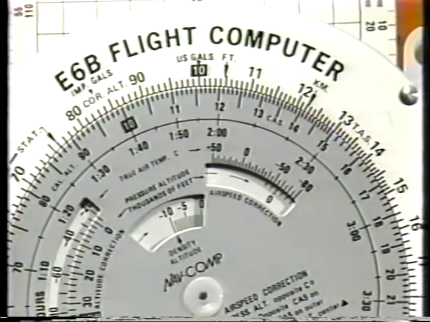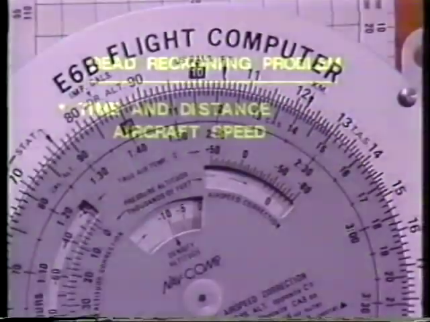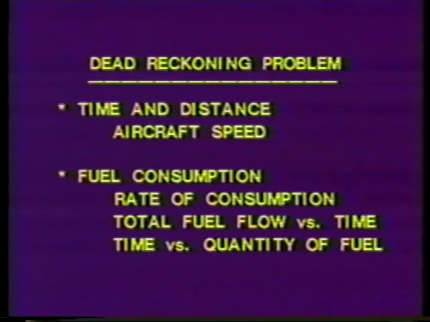The three scales are used to solve these dead-reckoning problems. Time and distance problems, in which the aircraft speed is also a factor. Fuel consumption problems, in which we determine the rate at which fuel is consumed, or the total fuel flow in a specified time, or the time we can fly on a specified quantity of fuel. Conversions using the previously pointed out arrows on the outer or A scale. We can also multiply and divide on the manual computer, although this function has been made virtually obsolete by the availability of inexpensive electronic calculators.